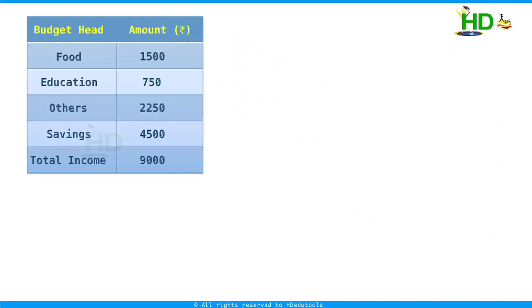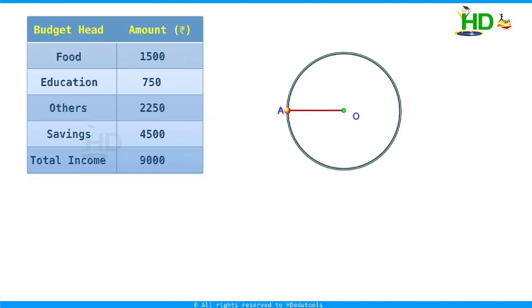Now how can this be drawn? Already we know that the total angle at the center of the circle is 360 degrees. Whatever the total, that is 360 degrees. This angle of 360 degrees is divided into segments depending upon the data given. For example, how to draw a pie chart for this? You draw any circle with a convenient radius, the center is O. Now you mark a point somewhere on the circumference and join these 2 points.